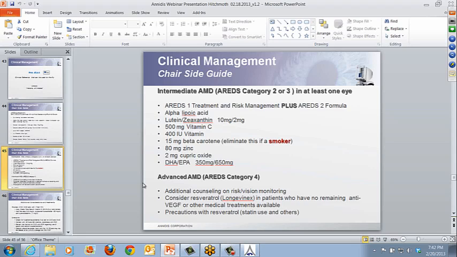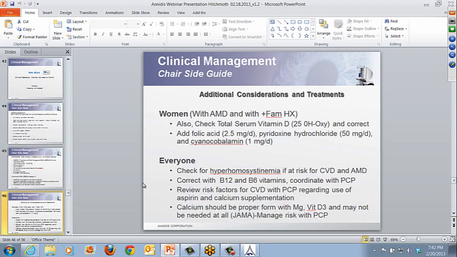And you want to be a little bit cautious about the use of resveratrol. You can't use it in combination with statins, and there are some other contraindications. And I'll show you how you can look for and sort those contraindications out.